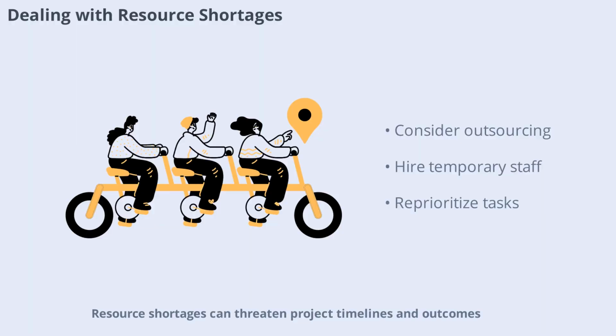Resource shortages can threaten project timelines and outcomes. When faced with shortages, consider options like outsourcing, hiring temporary staff, or reprioritizing tasks. It's also important to communicate transparently with stakeholders about potential impacts and solutions. Proactive problem solving helps minimize delays and keeps your project on track.